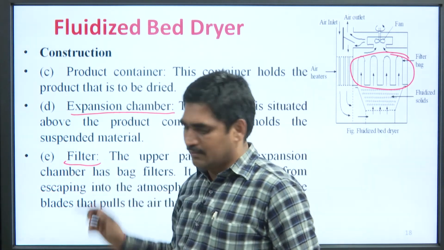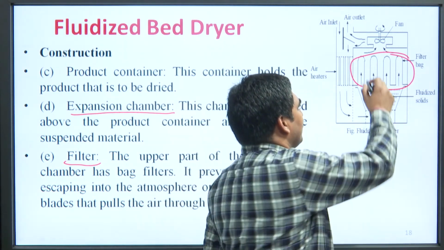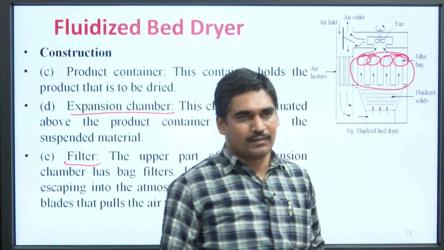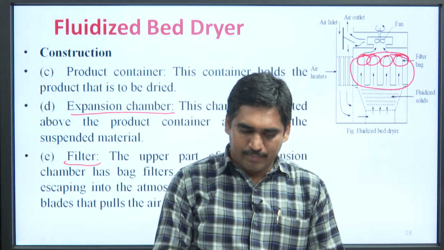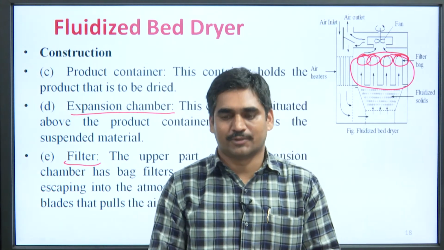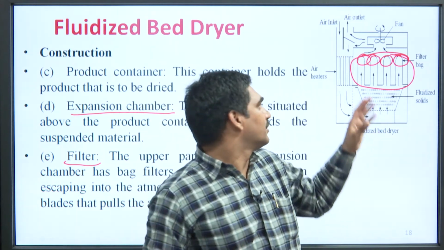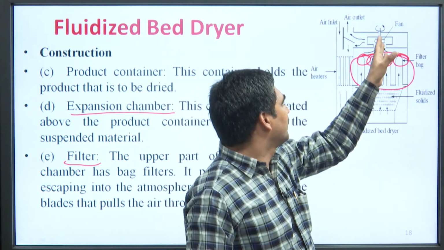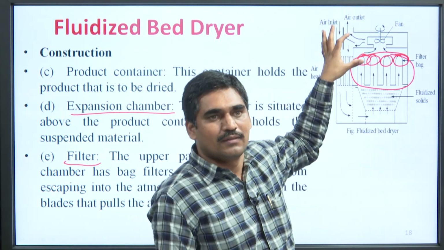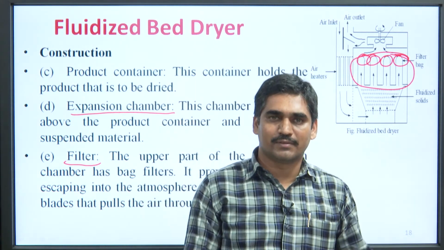And the next part is the filter. The upper part of the expansion chamber has bag filters. This bag filter prevents fines from escaping into the atmosphere or collecting on the blades that pull the air. As the air is going out through this outlet, with the fan pulling the air, the function of this bag filter is to filter the fines and prevent them from escaping.